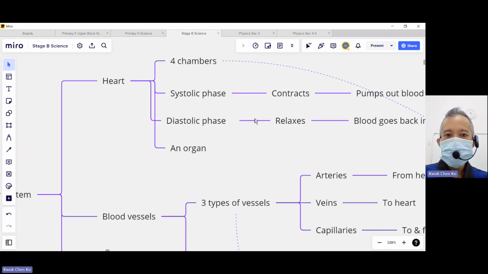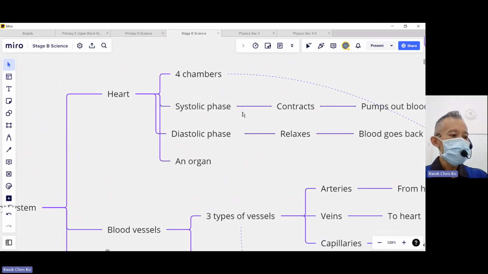Just a couple more medical terms here. Maybe you want to jot down. When your heart contracts, that is when blood is pumped out, and they use this medical term, systolic phase. When your heart relaxes or expands, that's the diastolic phase.